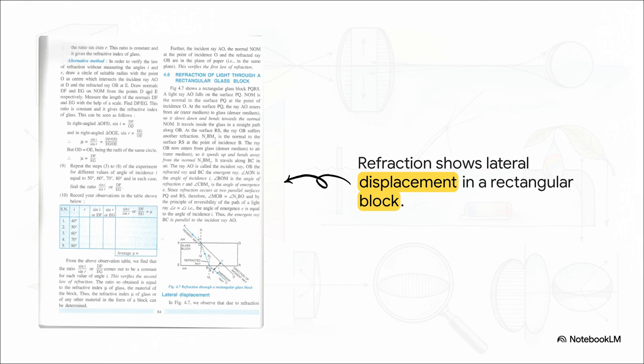Now, because the top and bottom surfaces of this block are perfectly parallel, the ray that exits is completely parallel to the ray that entered. It just took a little step to the side. We call this lateral displacement. The light keeps its original heading, it's just been physically shifted over a bit.